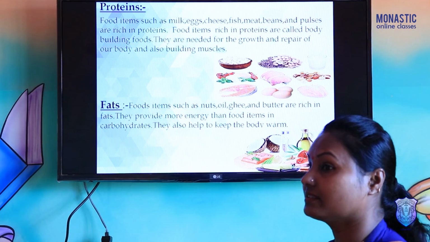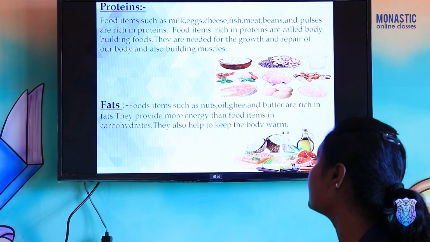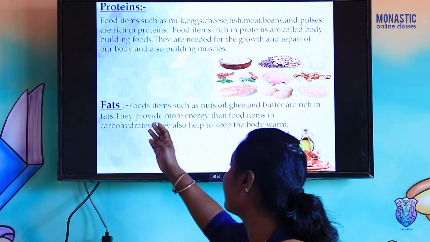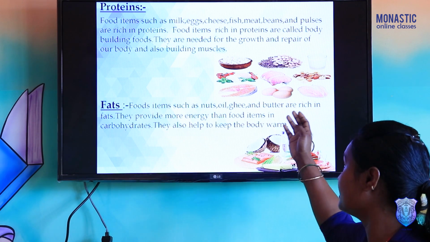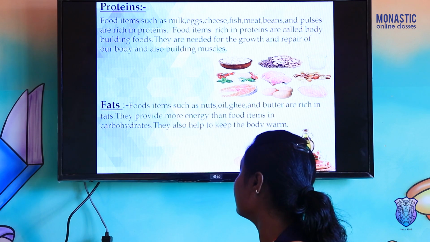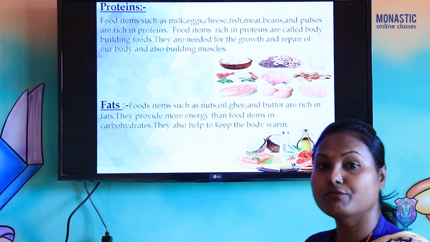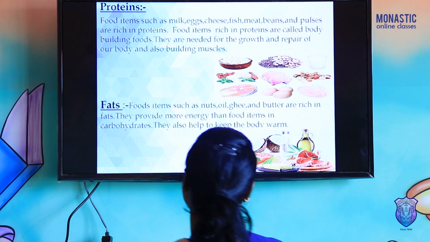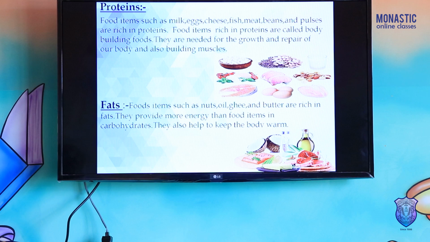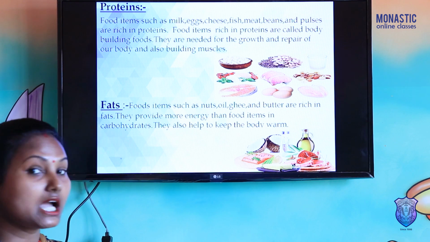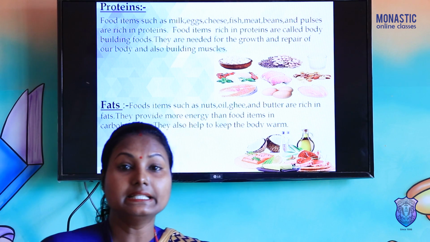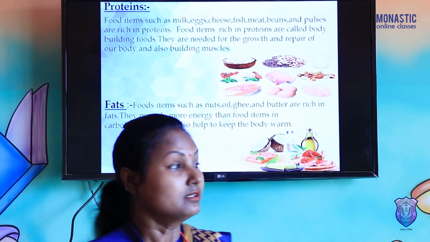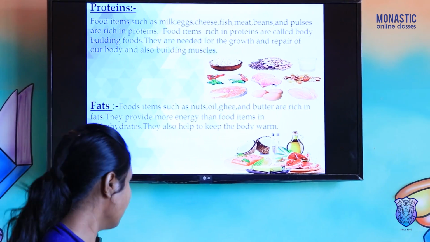Next is fats. Food items such as nuts, oils, ghee, and butter are rich in fat. They provide more energy than food items rich in carbohydrates. They also help to keep the body warm. Our body needs little fat, and extra fats can be stored in our body for later use.